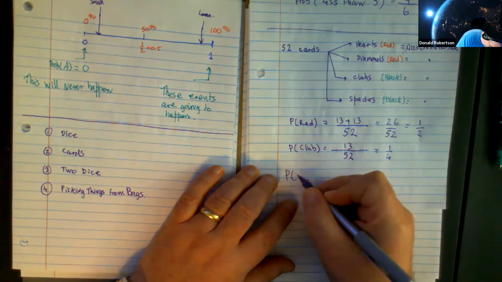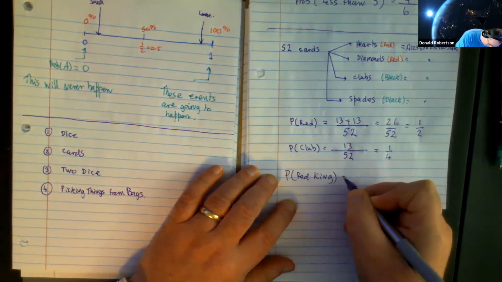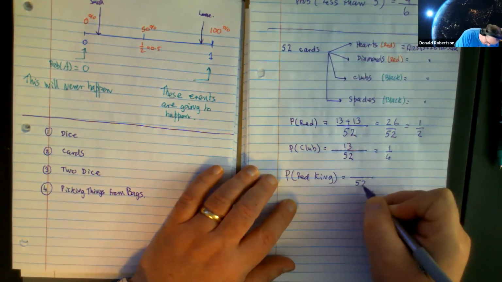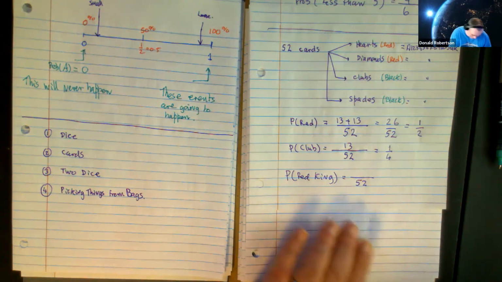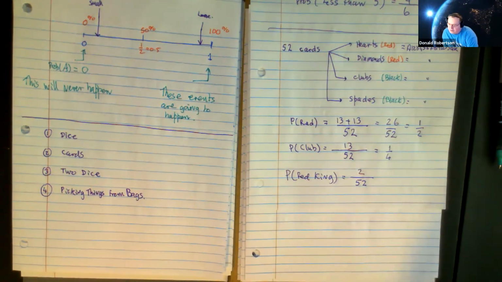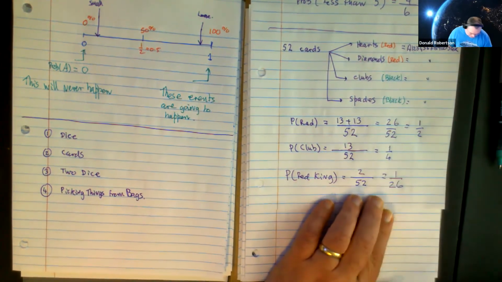Then you can make them a little bit more interesting. What's the probability that I take a card from a deck of cards and it's a red king? I think I heard 2. Agree? And the 2 red kings, won't they be the king of hearts and the king of diamonds? And that does simplify, not by much, but it does simplify.